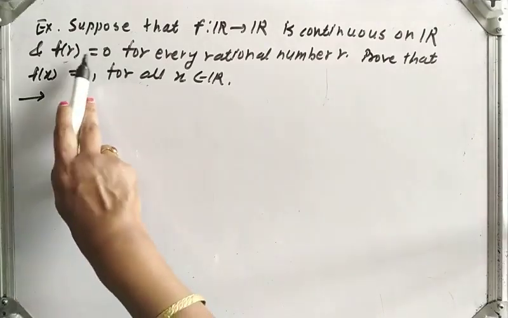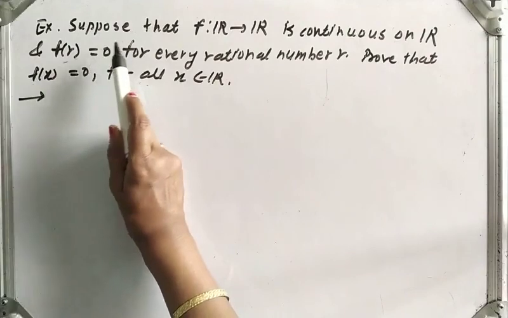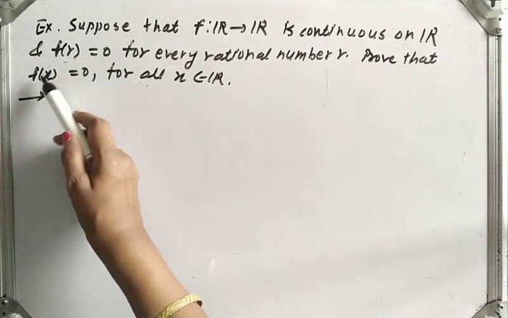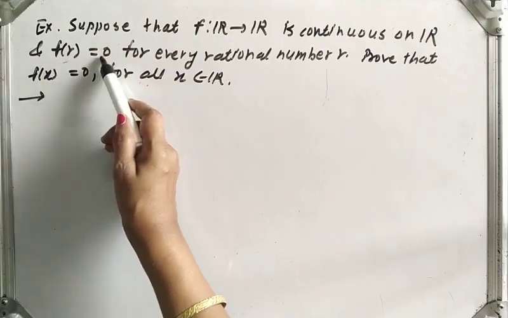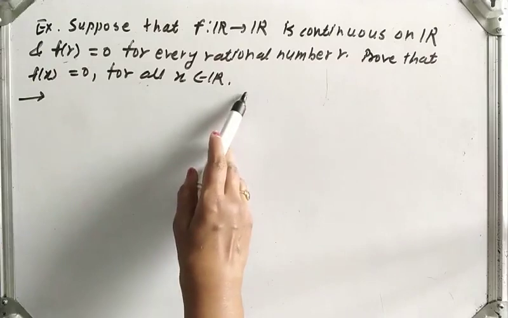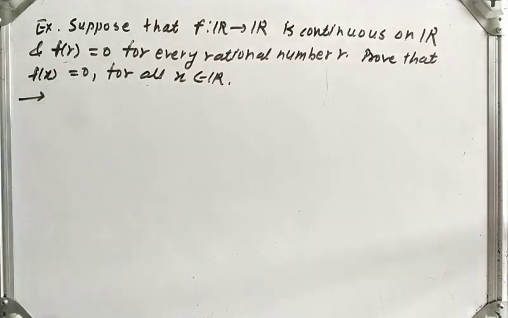Okay? If f of a rational number is 0 and function is continuous, then f of an irrational number is also 0. Means what? f of rational is 0. That is already given. We have to show f of x is 0 for all real x. For every real number, rational is given. So what we need to show? That f of irrational number is 0.